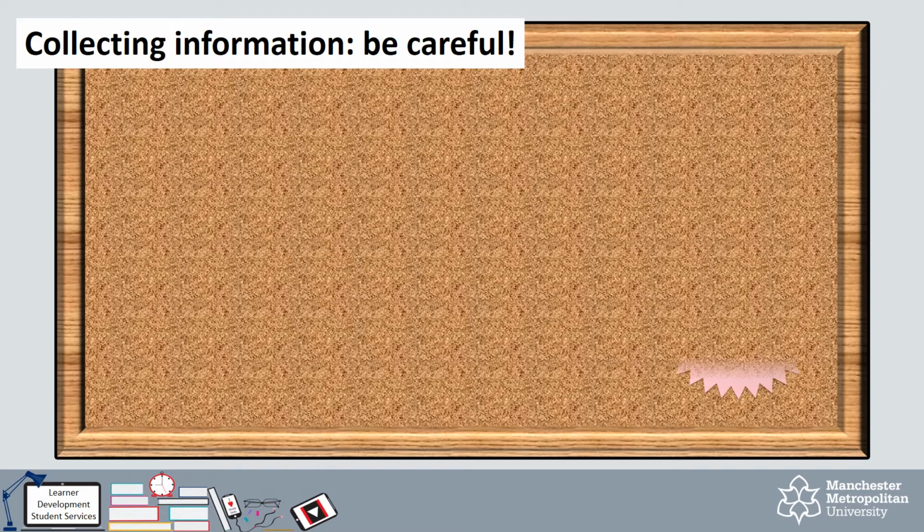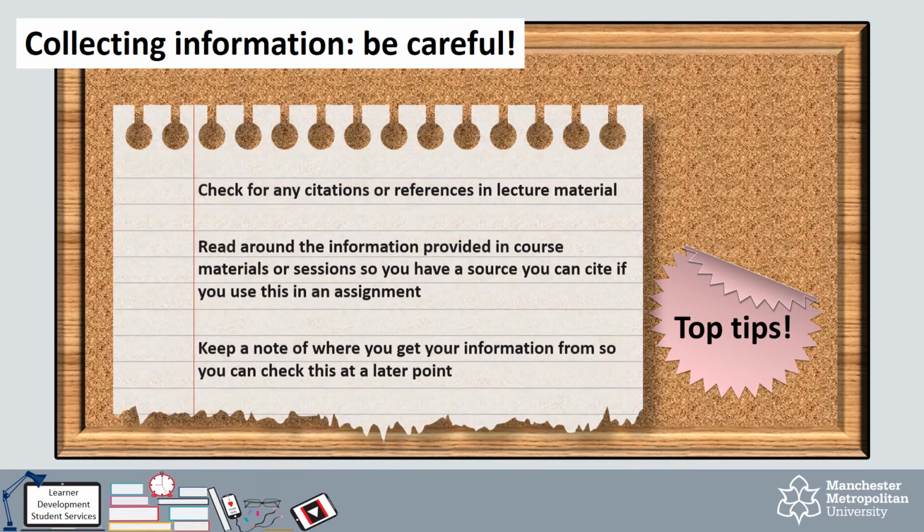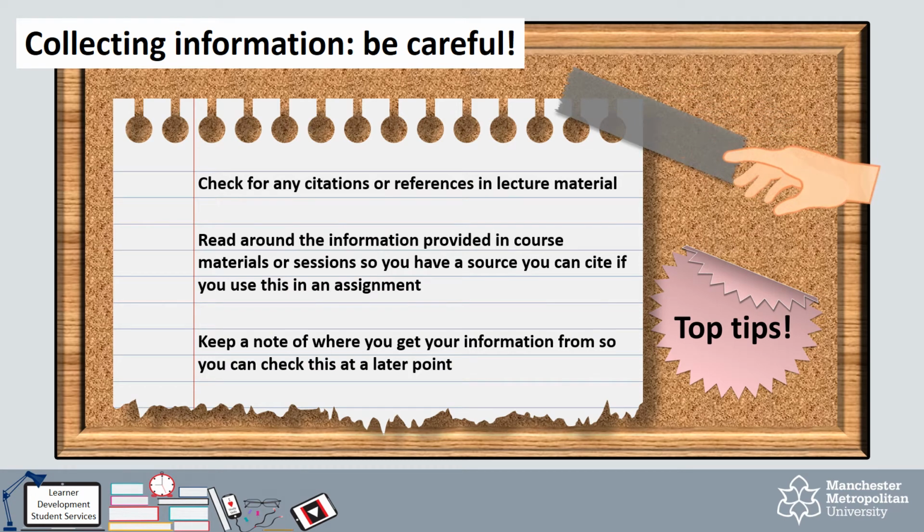To keep track of your sources, remember to check for any citations or references in lecture material. You can do this after the taught session. It is good academic practice to read around information provided for you in course materials or sessions. If you do this, you will also ensure that you have a source that you can cite if you use this information in an assignment. Rather than recycling course material, this also demonstrates greater understanding and independent research skills.